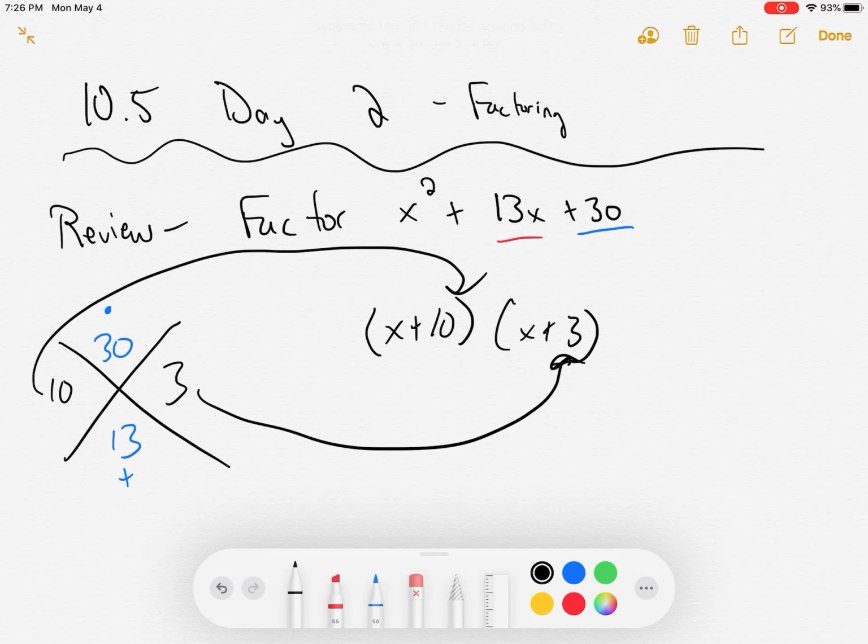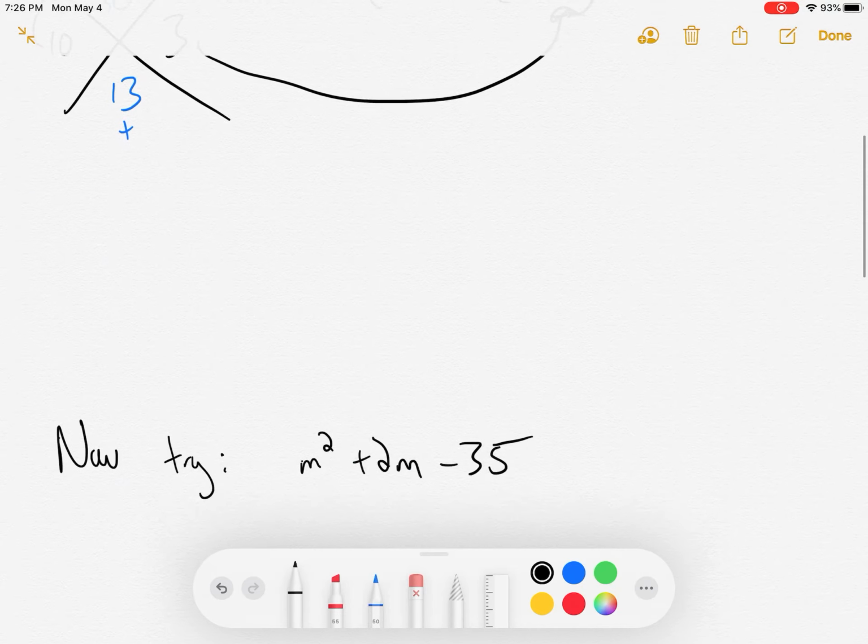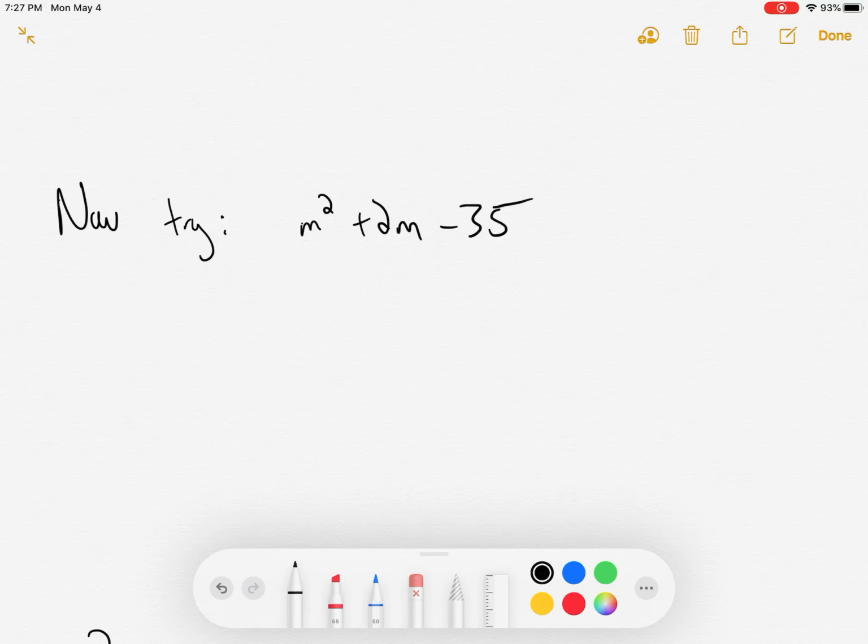Now today we are more or less doing the exact same thing, but now we're going to add a negative number here or here. So what does that mean? Well, nothing really changes. I'm still looking for numbers that multiply to this one, multiply to negative 35. Now I want numbers that add to 2.